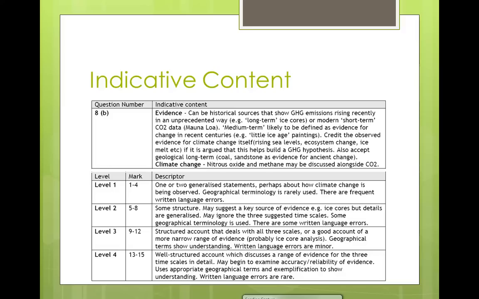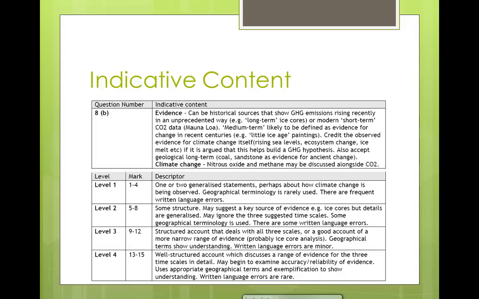So they give you examples in the indicative content up here. They talk about, in the medium term, the Little Ice Age painting. So you could use as an example the image of the Frost Fair from 1694 as evidence for this. Evidence for short term: rising sea levels, ecosystem change. But you must be specific. If you're not specific, you cannot get into the level 3s. Okay, it just gives you a vague answer. And again, this is a revision issue. So you need to be making sure you're understanding these concepts clearly and in depth.